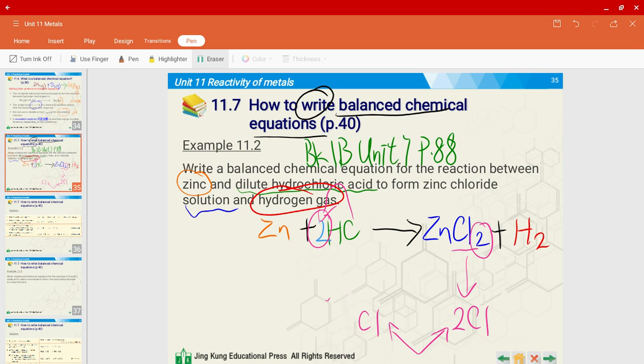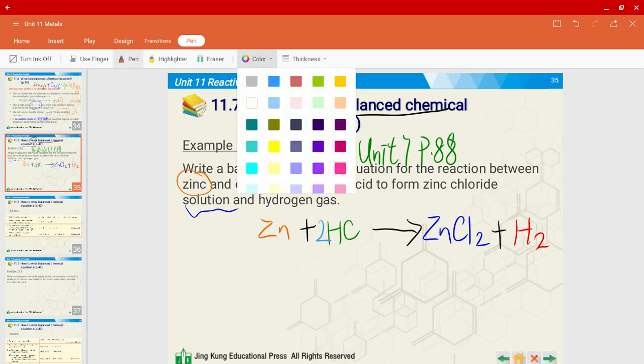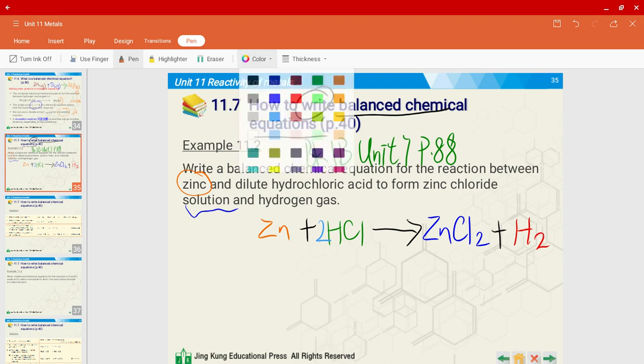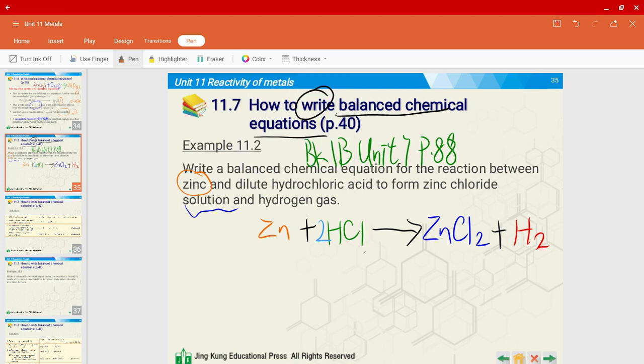So let me just rub everything out. Okay, let me write back the L. Anyway, this is the balanced chemical equation: Zn plus 2HCl gives ZnCl2 plus H2. Once you're done checking the left-hand side, you don't need to check the right-hand side, because once the left-hand side is checked, the right-hand side will be the same as well.